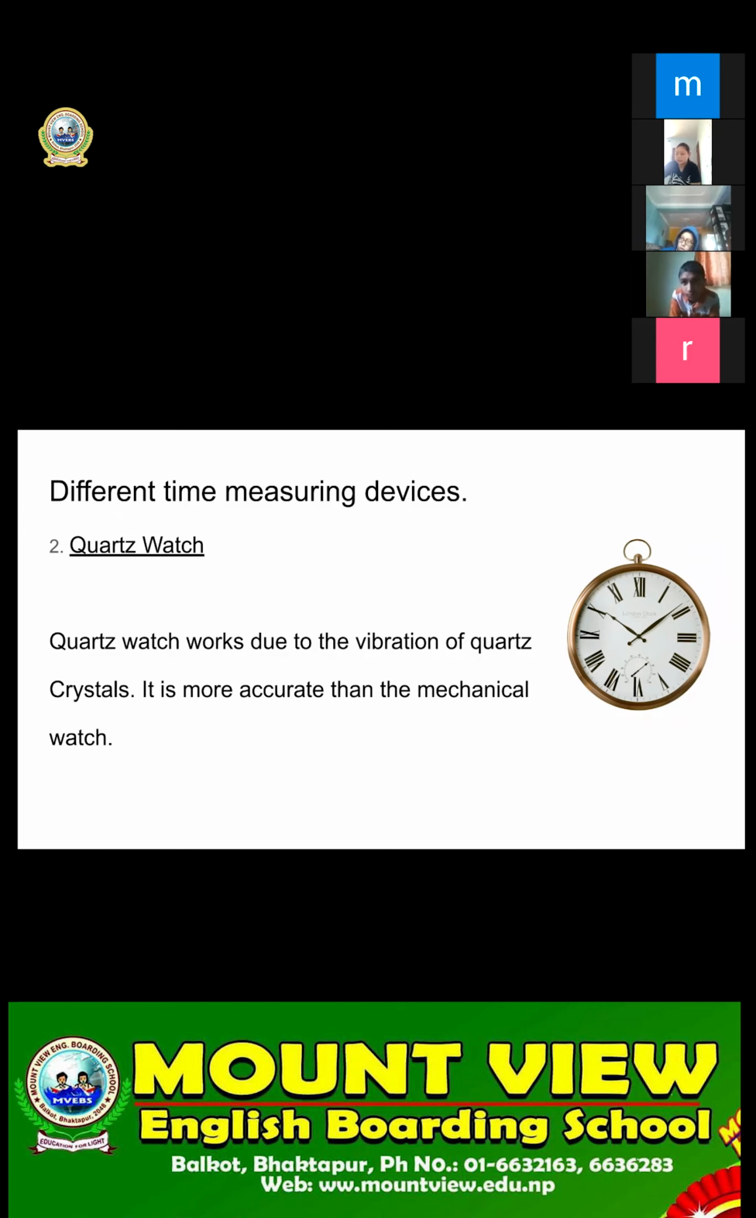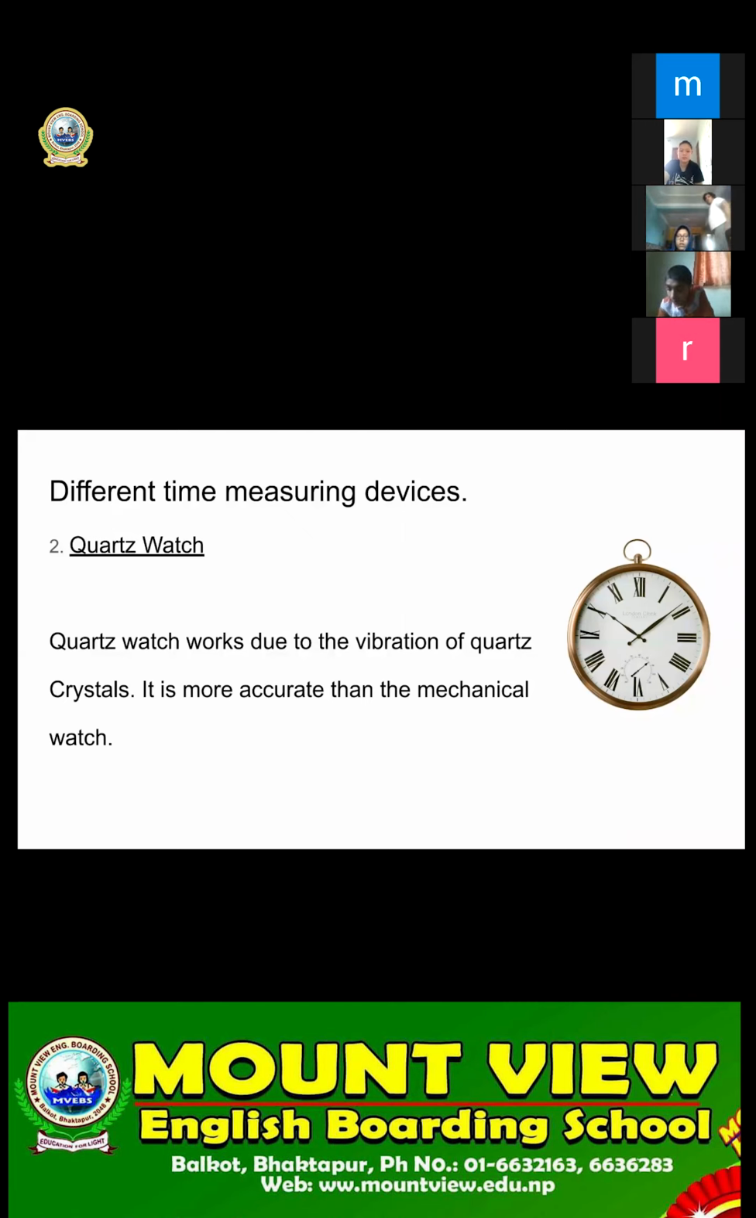Next, the second type of watch, we have quartz watch. Inside it, a very small crystal of glass, which is also called quartz crystal, is kept. And when energy is supplied to the quartz crystal, it vibrates and it makes the needle move. So it determines the time of a specified place. So how does a quartz watch work? It works due to the vibration of quartz crystal.